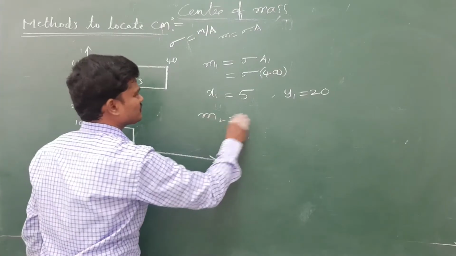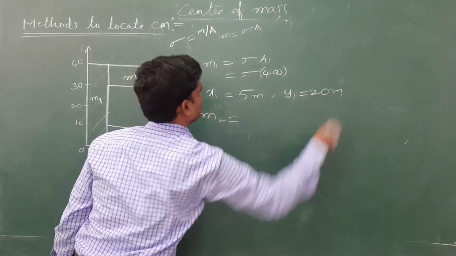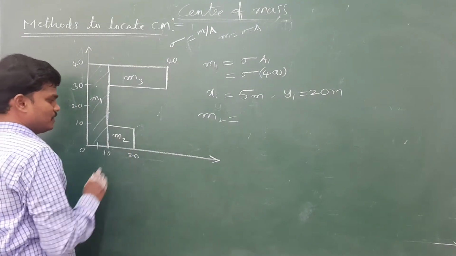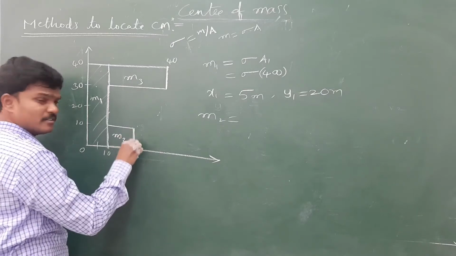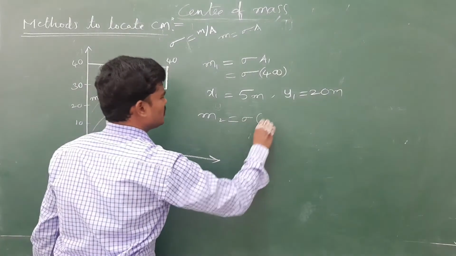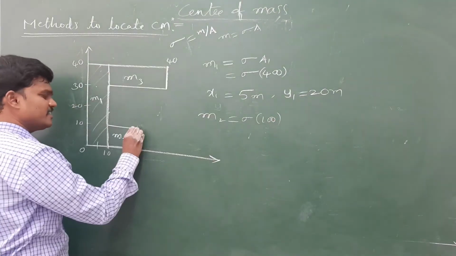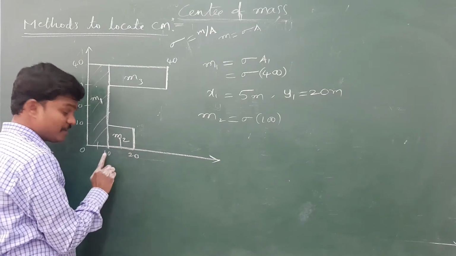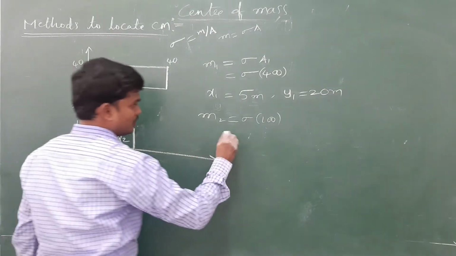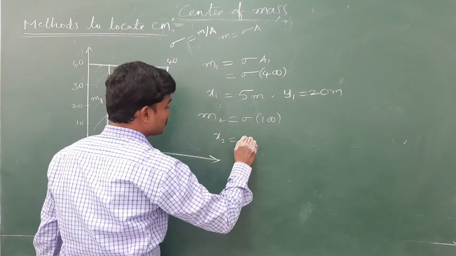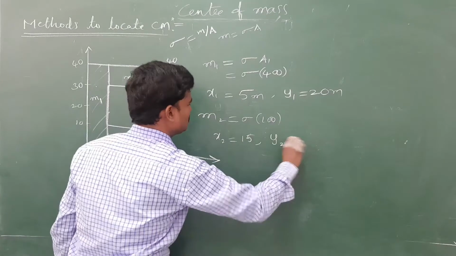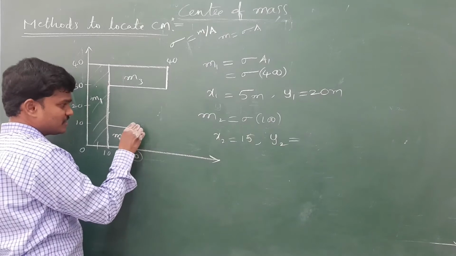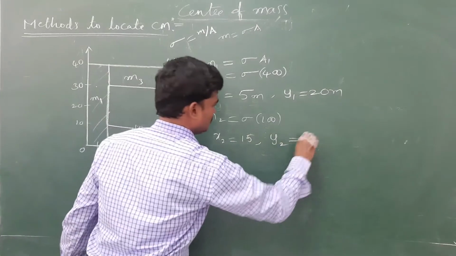Coming to m2. This side is 10. This side also 10. So sigma into 100. Why? Because this side is 10 and this side is 10. Now x2: 10 plus 20 by 2, that is 30 by 2, 15. y2: in the y-axis direction this is 0, so 0 plus 10 by 2, 5.